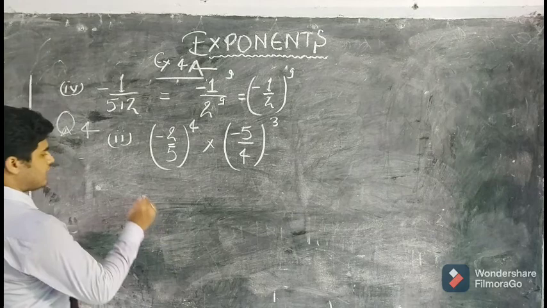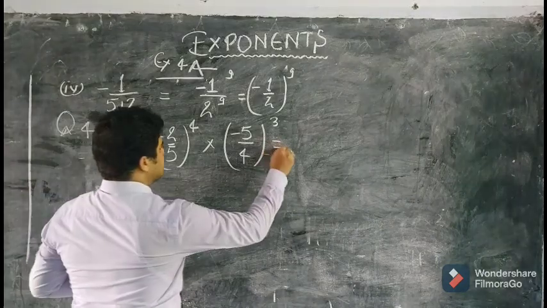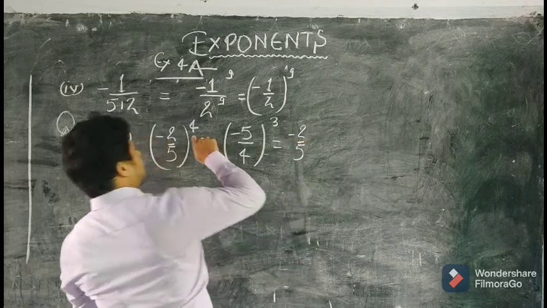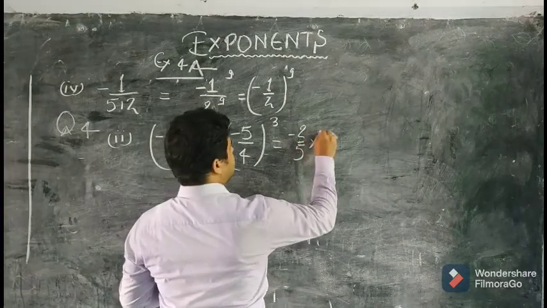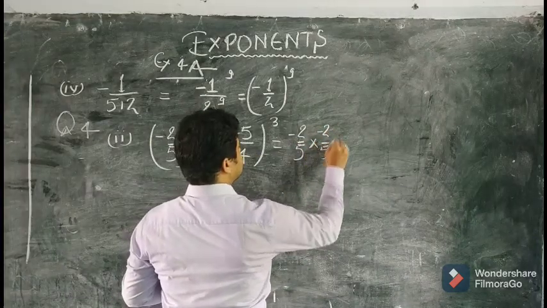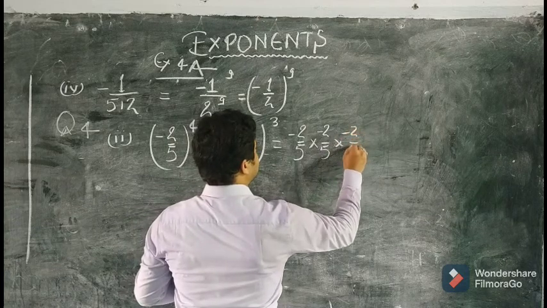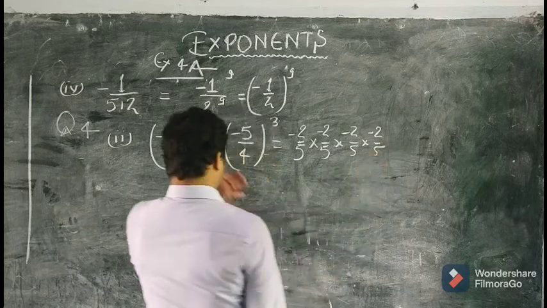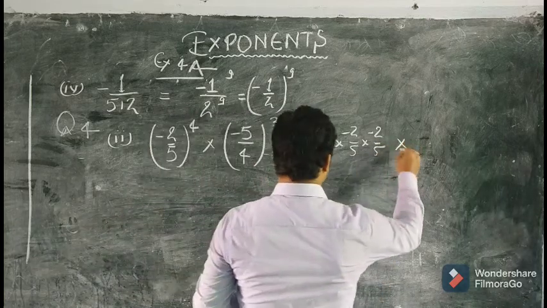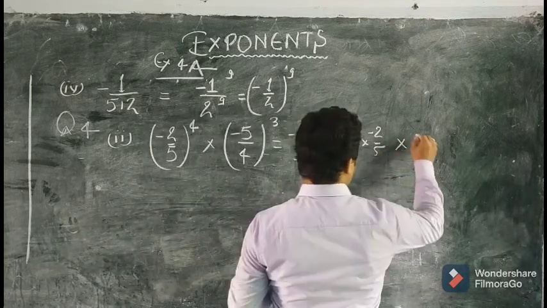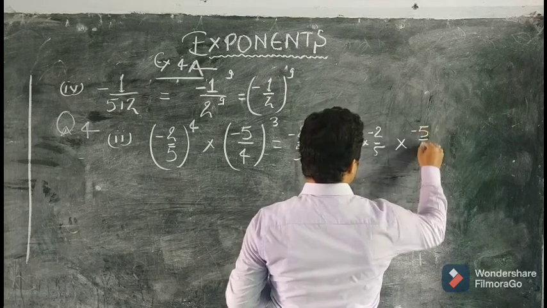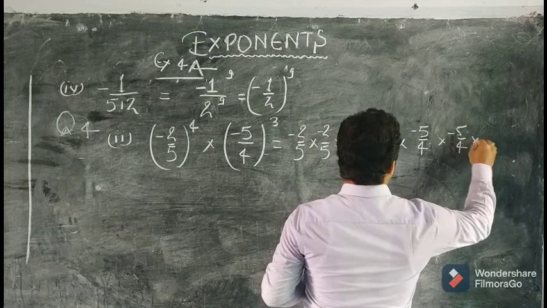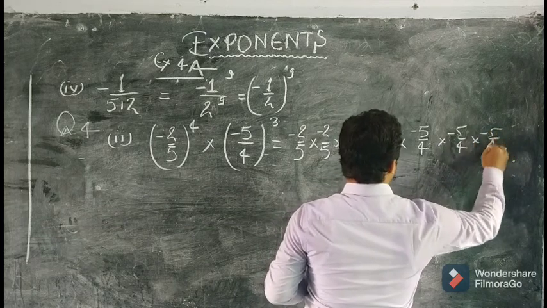So when we are going to expand it, it can be written as minus 2 by 5, and how many times? Power 4, so 4 times. Minus 2 by 5, minus 2 by 5, minus 2 by 5, multiplied by minus 5 by 4, 3 times. So minus 5 by 4 multiplied by minus 5 by 4 multiplied by minus 5 by 4.